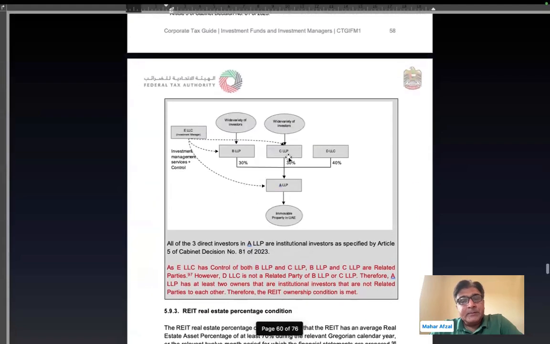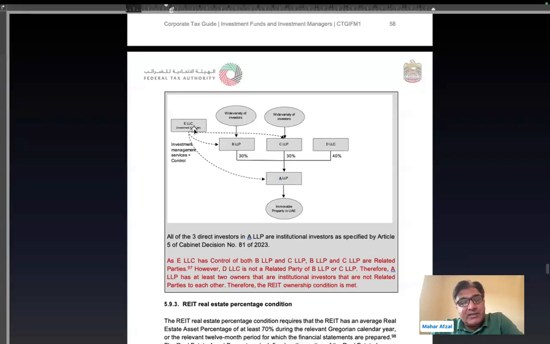Institutional investors. For the institutional investors, see, ELLC is controlling BLLP, controlling CLLP as well. They have direct investment in ALLP. So E, B, and C are related parties. It will be considered one party. DLLP is not a related party. So how much investment? They said ELLC has control of B and C. This party has control of B and C. B and C are related parties. However, D is not a related party. Therefore, ALLP has at least two owners that are institutional investors that are not related parties. Therefore, the REIT ownership condition is satisfied.